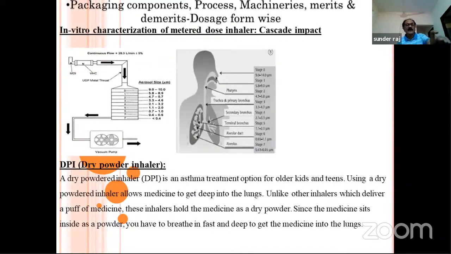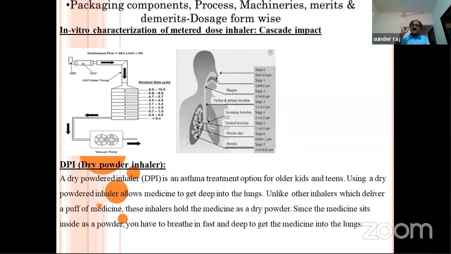So this cascade impactor will simulate our human respiratory system. As you see, the nose, then secondary bronchioles, terminal bronchioles, and alveoli. There are different sizes: 9 to 14 microns, 5.89 microns, 4.5. As it goes deeper into the respiratory system, the size narrows.